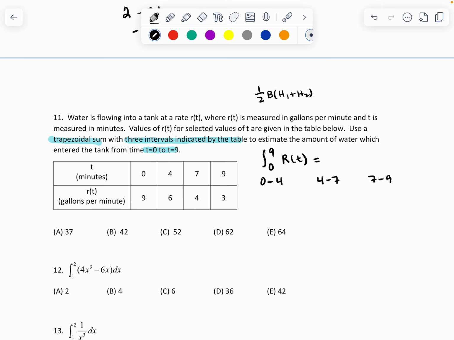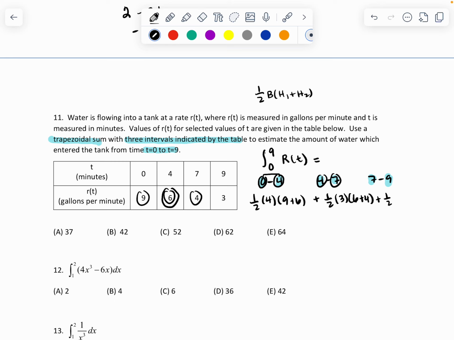So if I do this for a trapezoid, remember we're going to highlight both of these numbers because you have 2 heights in each trapezoid. So you're going to have 1/2. The base is the distance from 0 to 4, which is 4. Height 1 is the height at 0, which is 9. And then height 2 is the height at 4, which is 6. And then plus 1/2, the base is 3. And then the height at 4 is 6. We already did that. And then the height at 7 is 4.